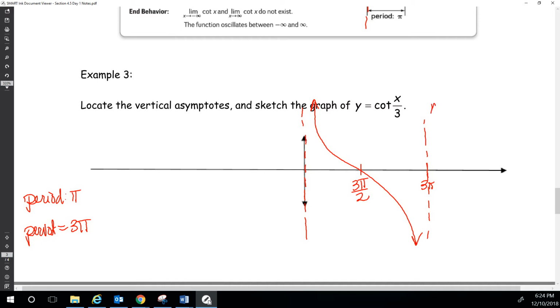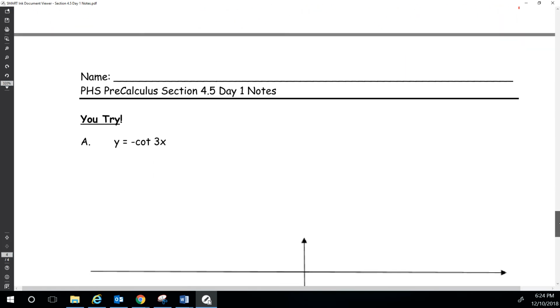Keep in mind, these things keep going on and on. You can keep giving me more periods on either side, but I'm only going to ask you to give me one period. But you might see a graph like this on a multiple choice test, say on a PSAT or something along those lines. All right, here we go.